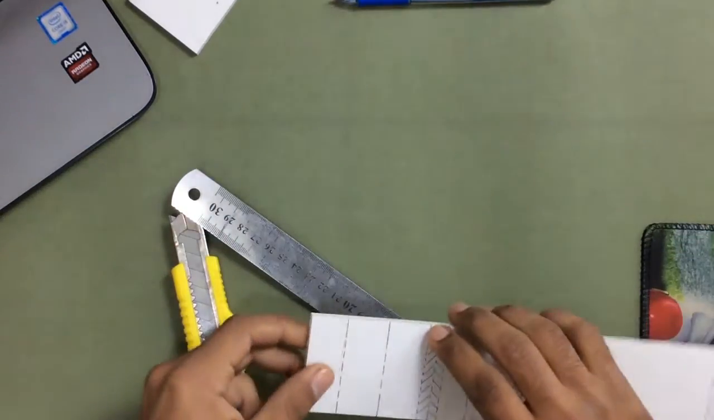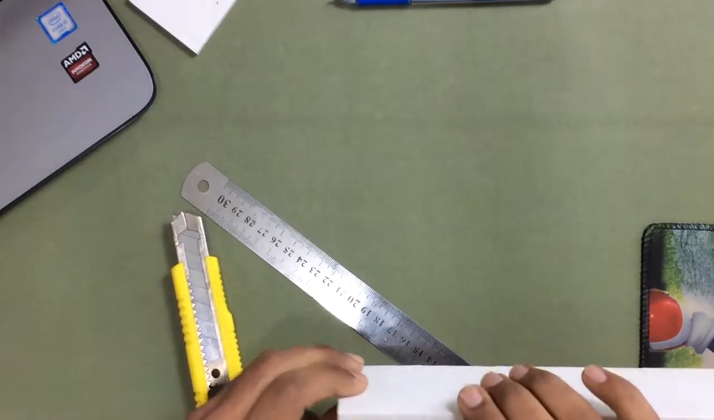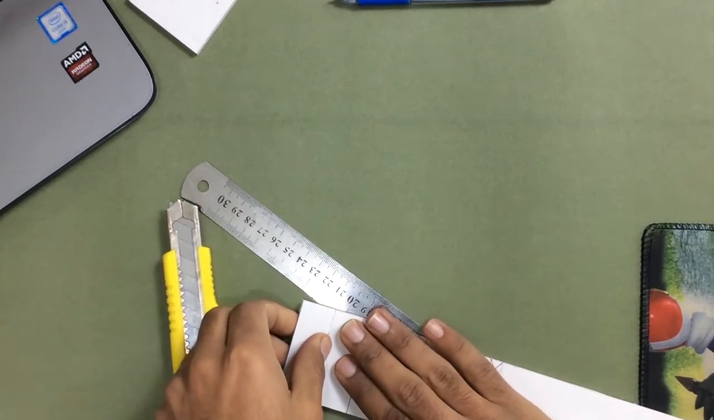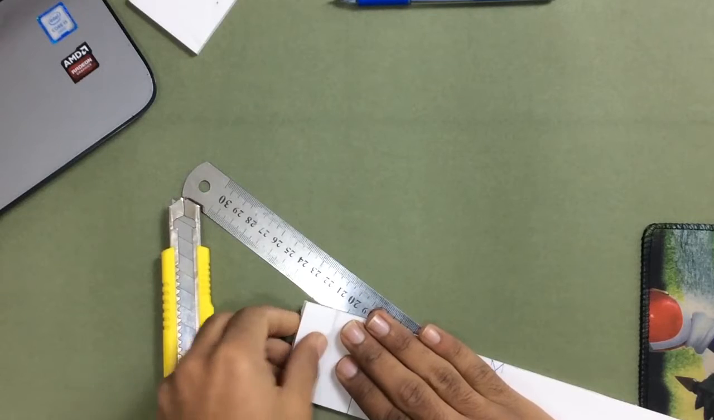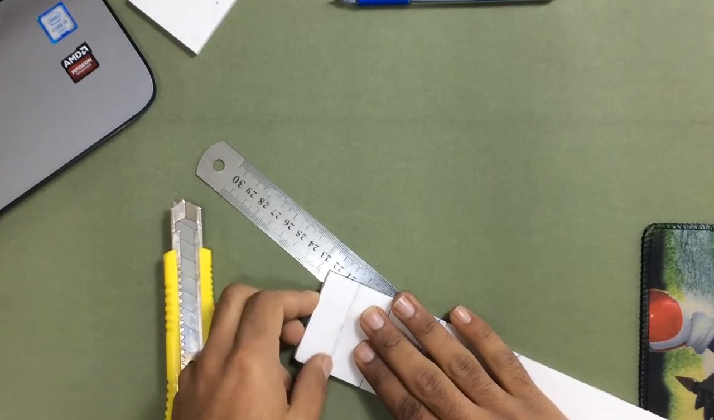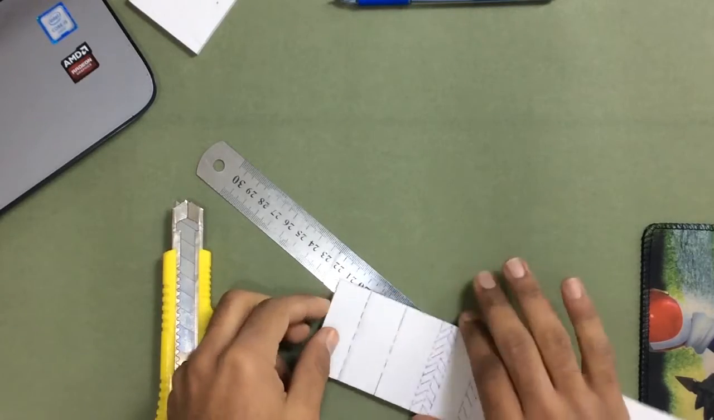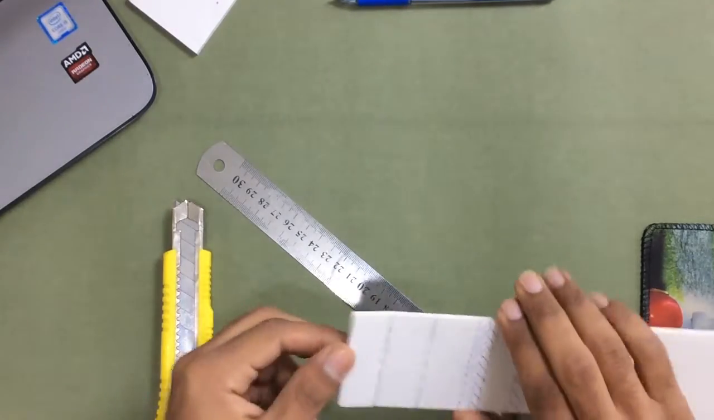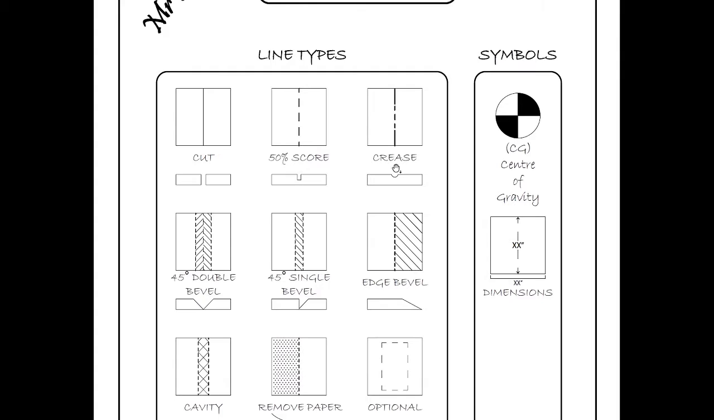So when do you need that? Sometimes you need to bend it like this. For example, you are making a wing and you want to bend it, so that's why you need a half score cut, 50% score cut. And the next one is the crease.